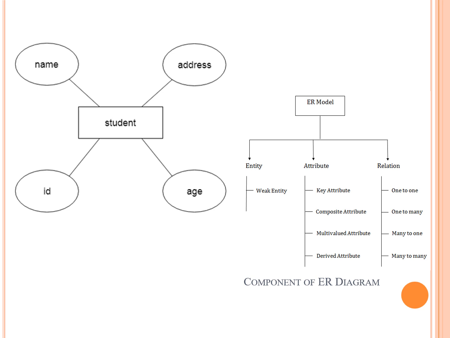Here the ER model is entirely divided into three: entity, attributes and relationship. Under entity, we have strong entity and weak entity. Attributes are key attributes, composite attributes, multi-valued attributes and derived attributes. Under relationship we have one-to-one, one-to-many, many-to-one and many-to-many.